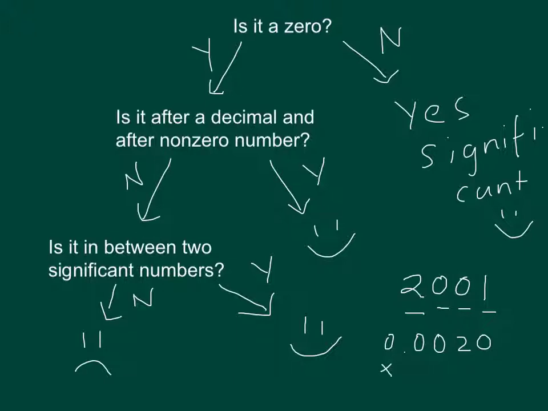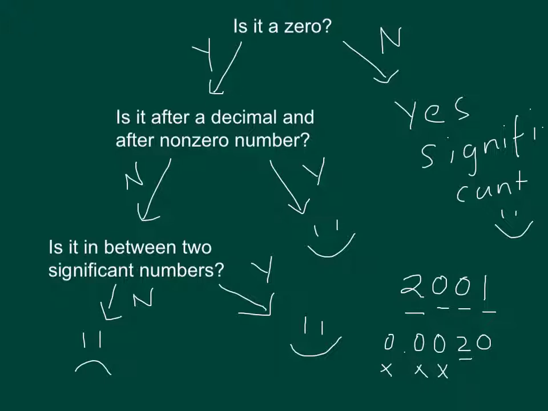Now we'll go to our next number, which also is a 0. Is it after a decimal and after a non-zero number? It's after a decimal, but it's not after a non-zero number, so it is not significant. Is it in between two significant numbers? Nope, it's not. And that's the same thing for the second 0, or the third 0 there too.